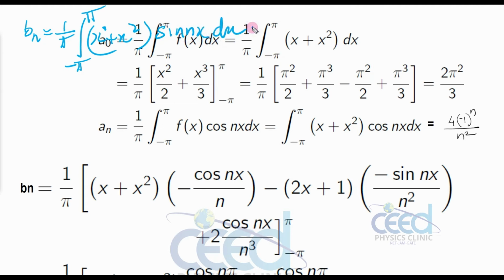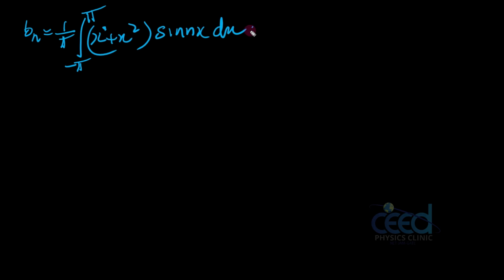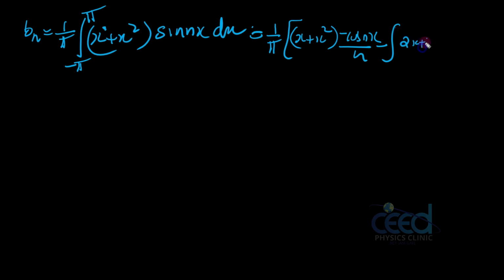Now let me go to the blackboard again. So when I am doing this with integration by parts, 1 by pi into, what is our first function? That is x plus x square, and when I am integrating sin nx, I will have minus cos nx by n, and minus integral of d by dx of x plus x square, that is 2x plus 1, that is 2x plus 1 into minus cos nx by n dx.